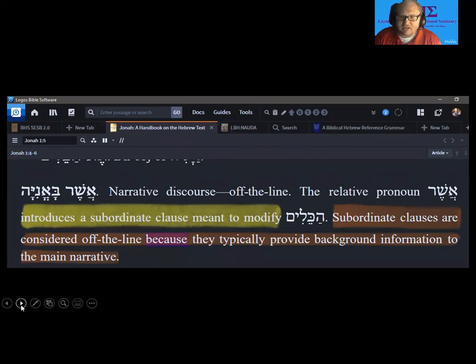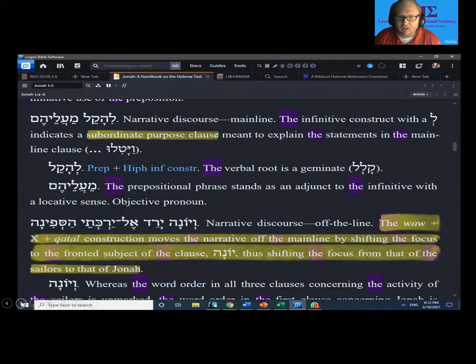Okay, so we continue on right here, and this is where it discusses the relative clause about it being subordinate and all of that, providing background information. We've already talked about that. There's the purpose clause. Here's the eschatological construction again. Moves the narrative off mainline by shifting the focus to the fronted subject of the clause, Jonah. Yeah, because in contrast to these sailors who are active, he's passive, and so that's where we're at.